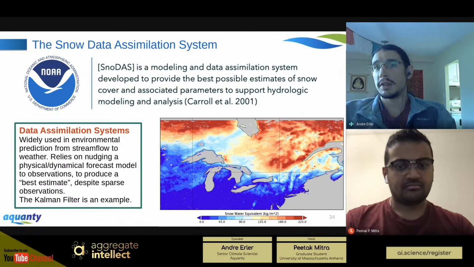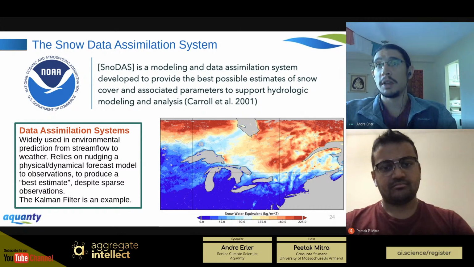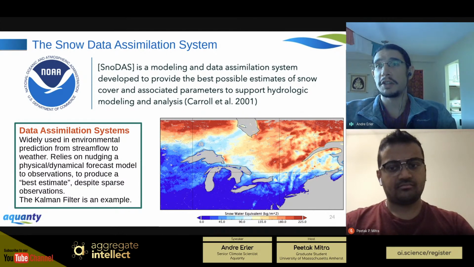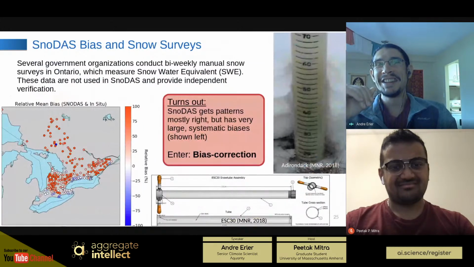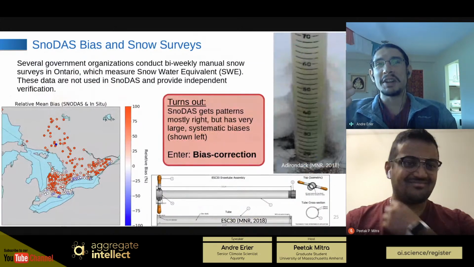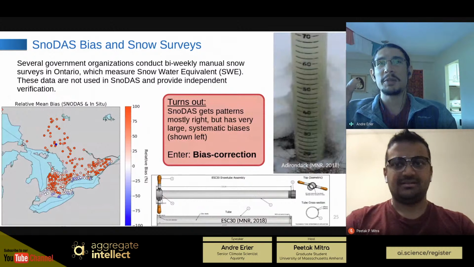And so what the graph here shows is snow water equivalent. This is a data assimilation system for snow. And believe it or not, we actually don't have a very good idea of how much snow is on the ground, especially in northern Canada. This is quite astonishing. And so this data assimilation product over Canada is actually not performing very well.